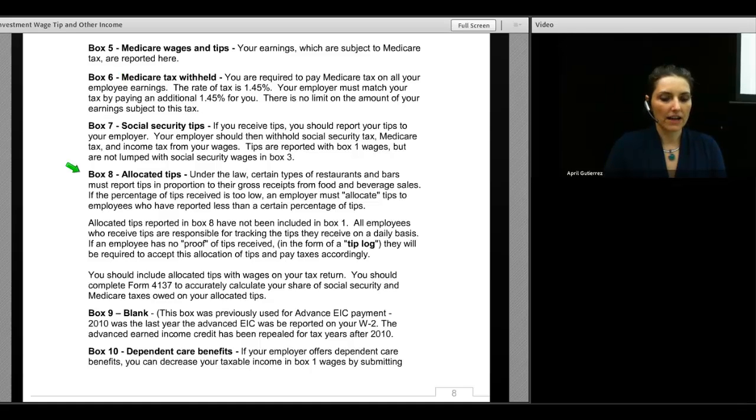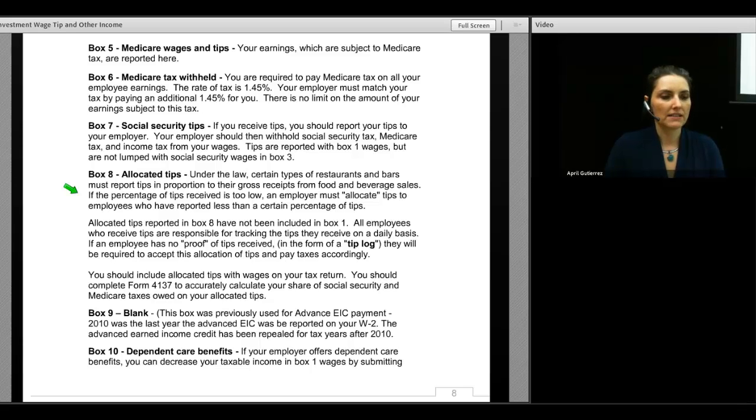Box 8, allocated tips. Under the law, certain types of restaurants and bars must report tips in proportion to their gross receipts from food and beverage sales. If the percentage of tips received is too low, an employer must allocate tips to employees who have received less than a certain amount, and that percentage is typically around 8%.